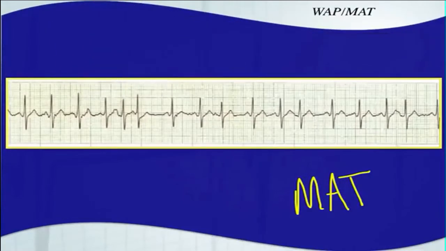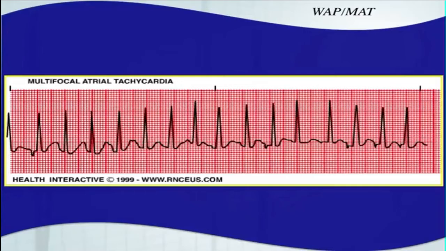It's very irregular. Your P waves, if you look at those, they're all different shapes, and your PR interval is constantly changing. This is a multifocal atrial tachycardia. Here's another example of multifocal atrial tachycardia. And remember, WAP, wandering atrial pacemaker, looks exactly the same. It's just slower than 100 beats per minute.